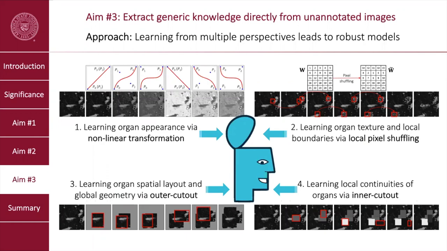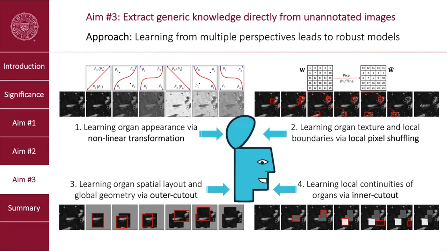First, nonlinear transformation, where it manipulates the intensity values in each original image. And the second, local pixel shuffling, where we randomly shuffle the pixel locations within each image and ask the model to recover. And the third, outer cutout: given the original image, we hide the outer region of the image, and then ask the model to recover it. And for the inner cutout, we hide the inner region of the image and ask the model to recover it.